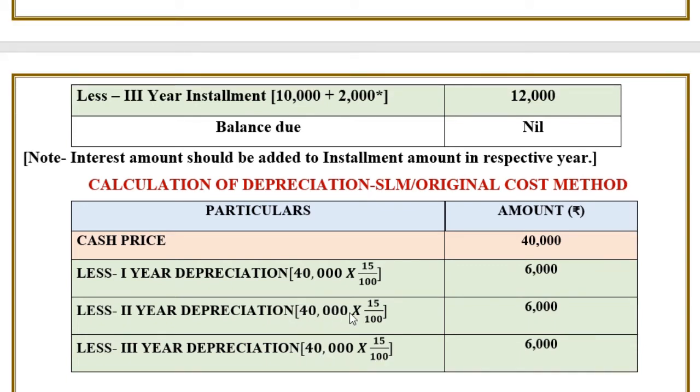again the same, 40,000 will be the original price. Therefore you have to calculate depreciation on the original price, that is 15% of 40,000, 6,000, and third year also you have to calculate depreciation on the original price. Therefore 15% of 40,000 will get 6,000 rupees. So in this way you have to calculate 3 years depreciation.